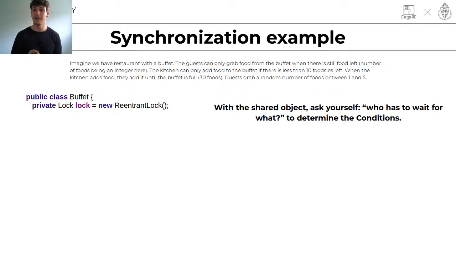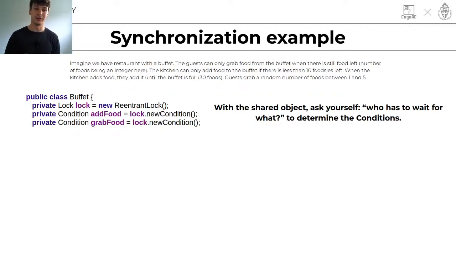With the shared object, ask yourself who has to wait for what to determine the conditions. Well, in the buffet there are two instances where someone has to wait. The guests have to wait when there's no food left or when there's not enough food left for what they want to grab. And the kitchen has to wait with adding food to the buffet when there is more than 10 food or when there's at least 10 food left. So that gives us two conditions for adding the food and for grabbing the food.